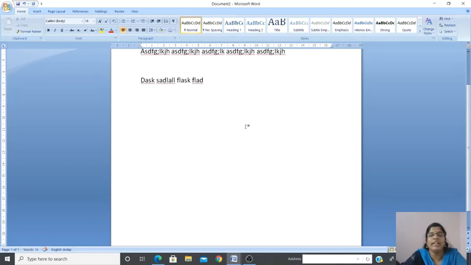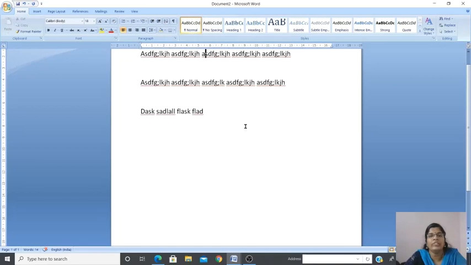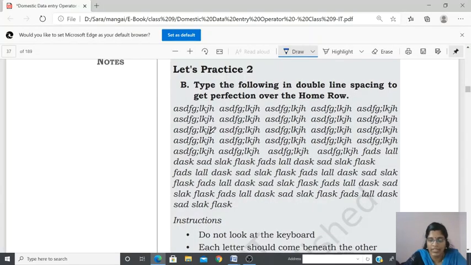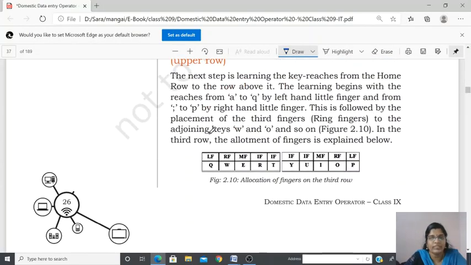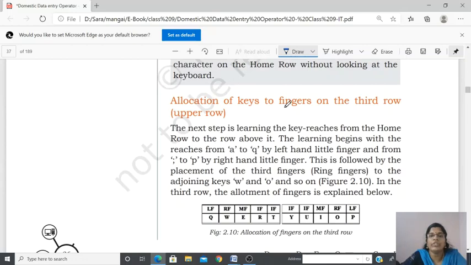We have studied allocation of fingers on the middle row, or home keys. Now we will see how to keep the fingers on the upper row, and for the upper row also they have given a practice exercise. Let me take the document. Allocation of keys to fingers on the third row. The third row is the top, upper row.